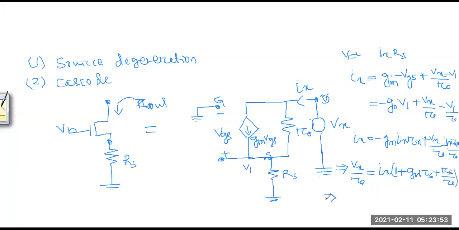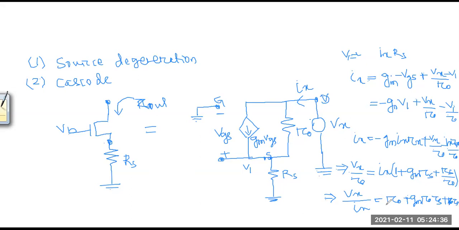So now what happened? So your Vx by Ix is equal to R0 plus Gm R0 Rs plus Rs. Yes, R0 will multiply: R0 plus Gm into Rs into R0 plus Rs. Okay, R0 does not cancel. Okay.